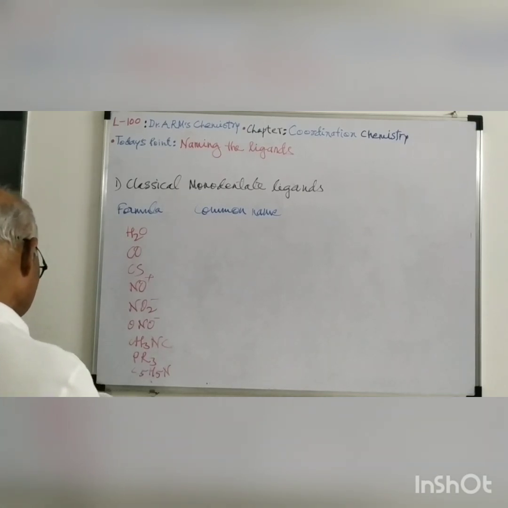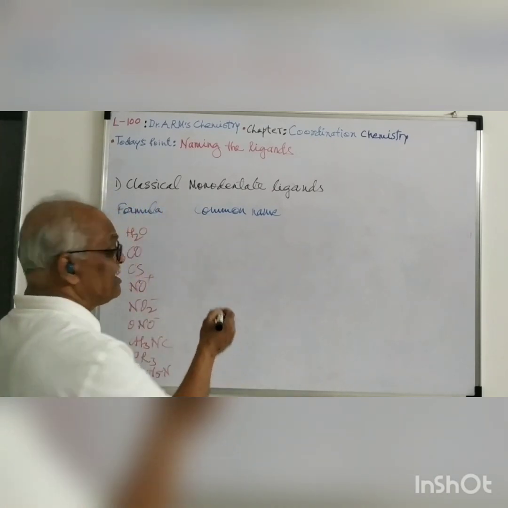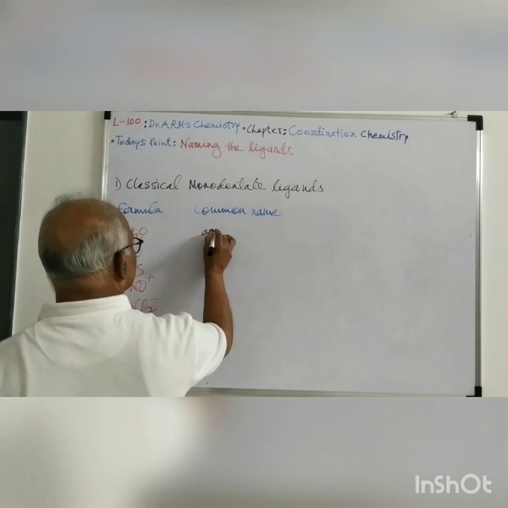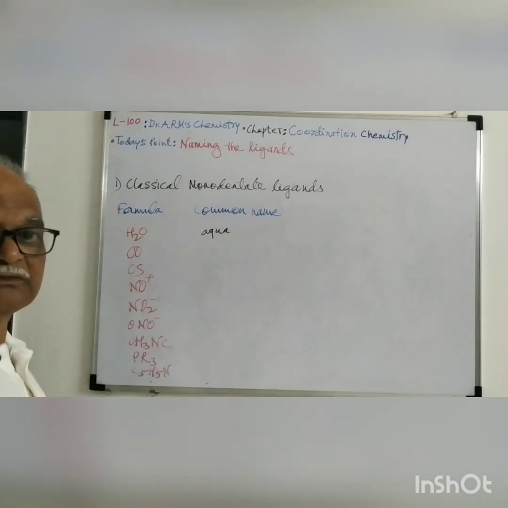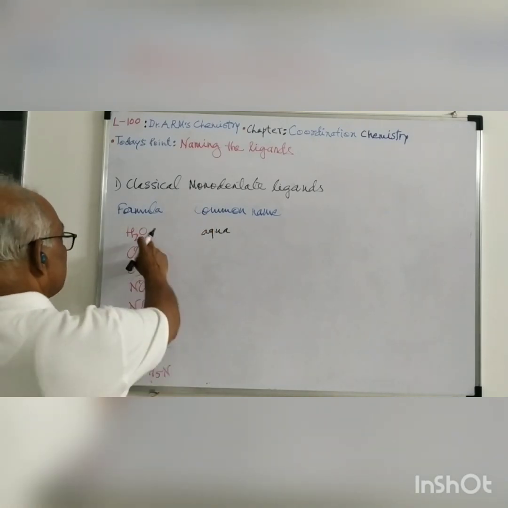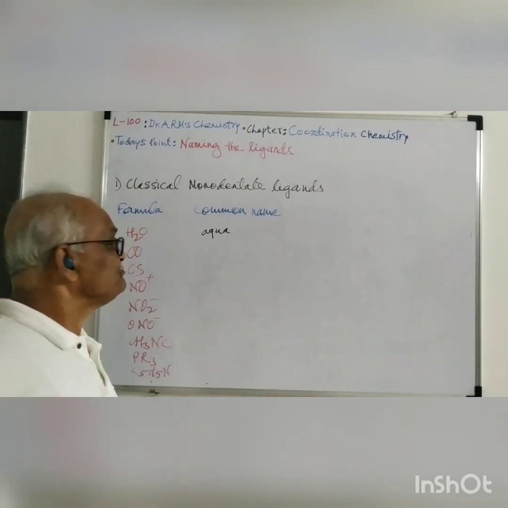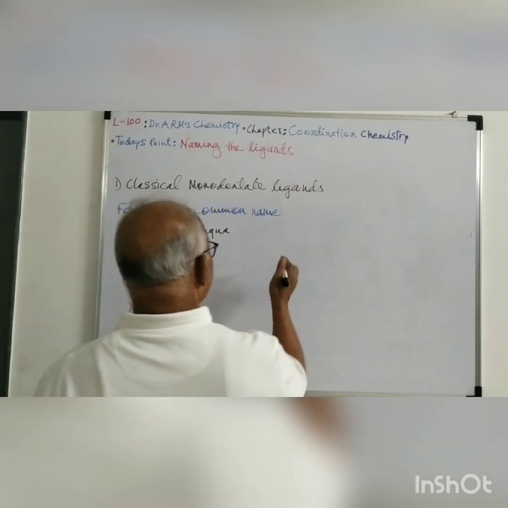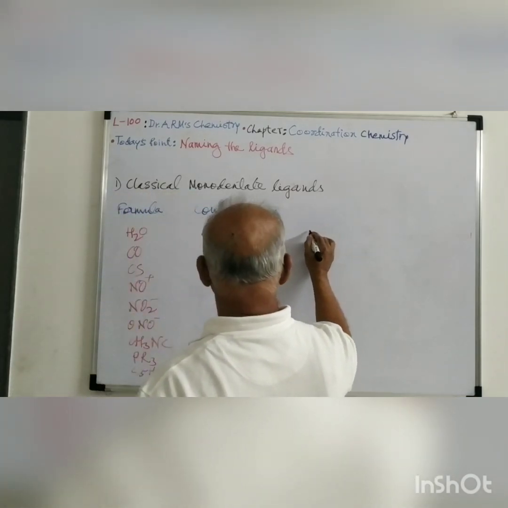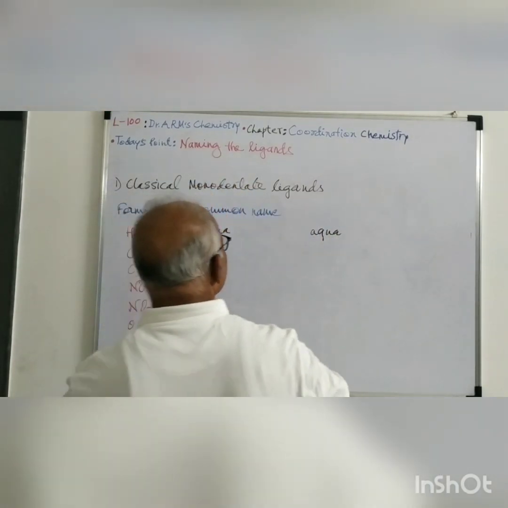Their names are like this. Water is commonly called water, but while giving the IUPAC name, we call it aqua, not water. When there is one water molecule as a ligand in the complex, it is called aqua simply. When there are two such ligands, it is called diaqua. The IUPAC name is also in the same way, aqua.